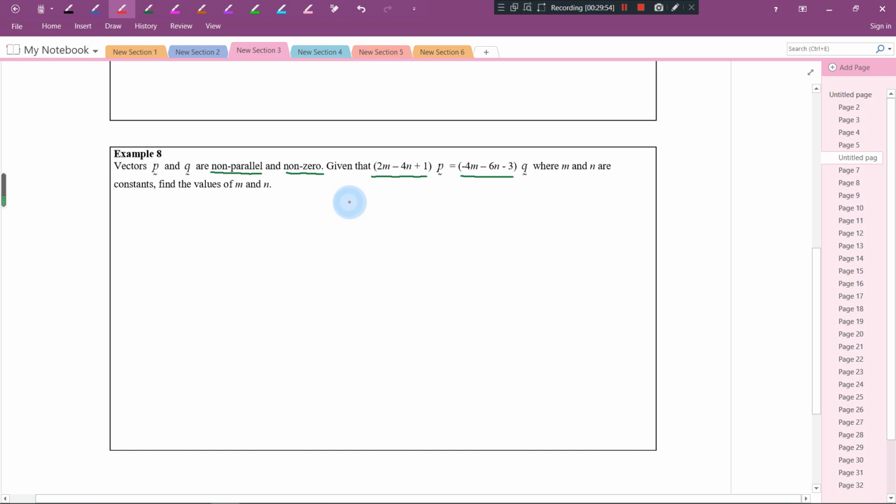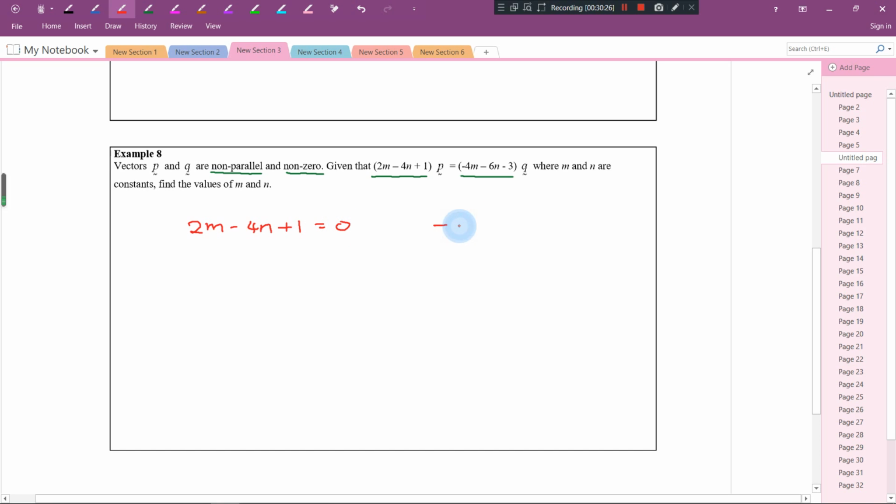If you still cannot understand, you can pause the video and go back to the note I just showed you. Try to think a little bit. Once you understand, then only you try this one. Okay? Now, non-parallel, non-zero, we cannot write like this. If you want to write like this, it means the coefficients of P and Q definitely will be equal to 0. So from here we know 2m minus 4n plus 1 is equal to 0.